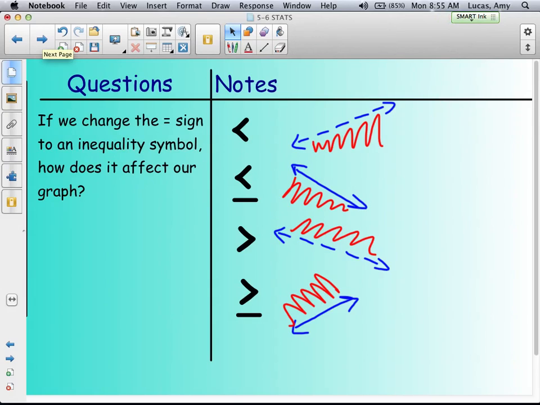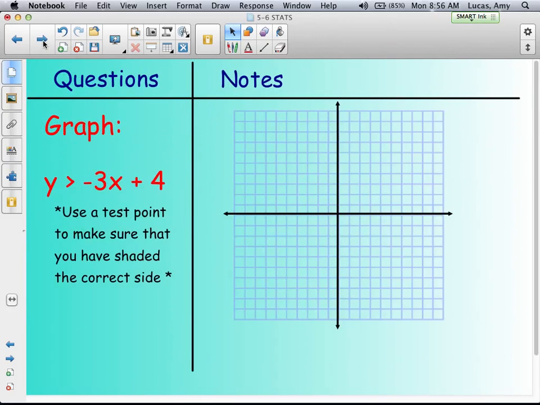We are going to teach you to find a test point just to check and make sure, so we're not just going to be guessing on that shading piece. You'll see that a little bit on the next slide. Okay, so here we go.